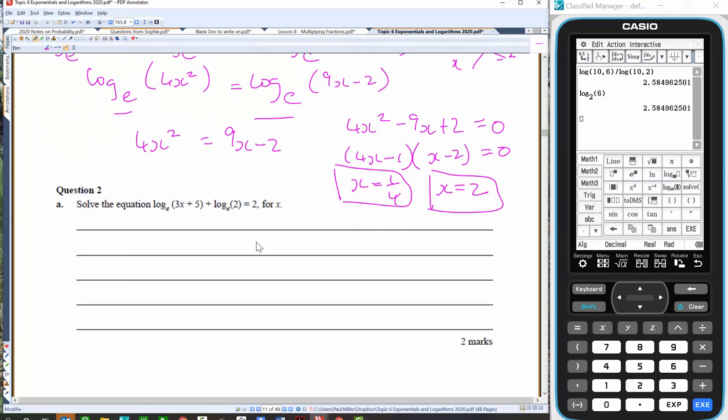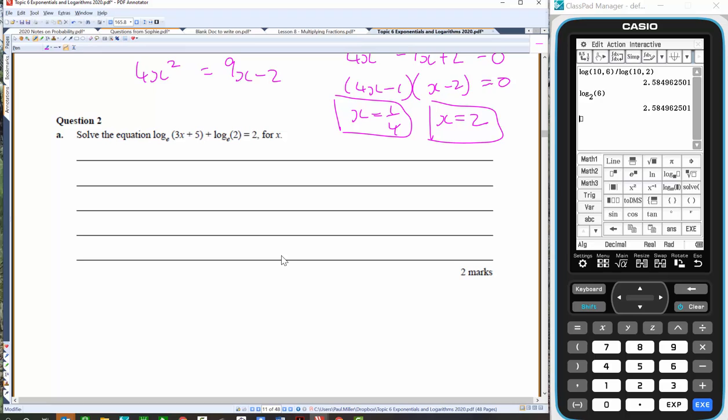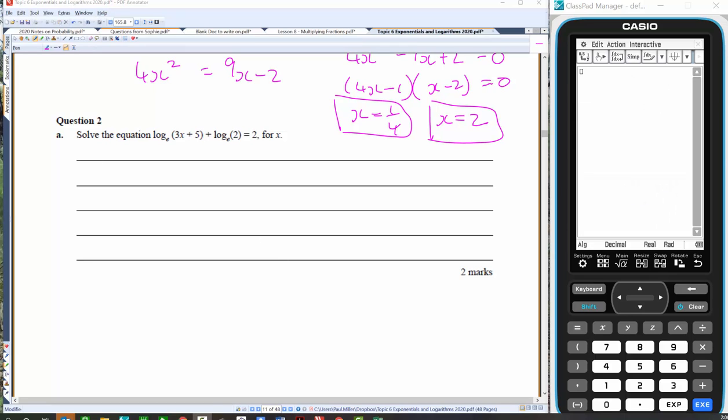All right, the last one is this one here. For this last problem, what we're going to do is attempt to solve it. Here's the way I'm going to do this. I'm going to say that this is log e, and I'm going to multiply these two together. So that's 6x plus 10 equals log e to the 2.